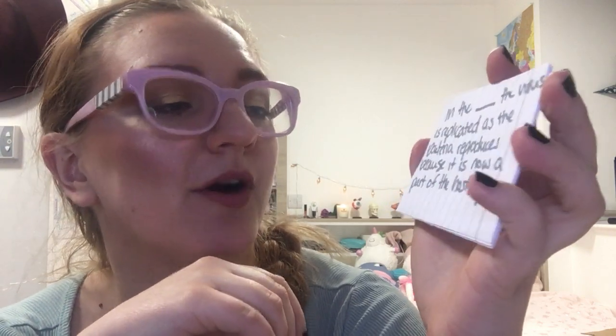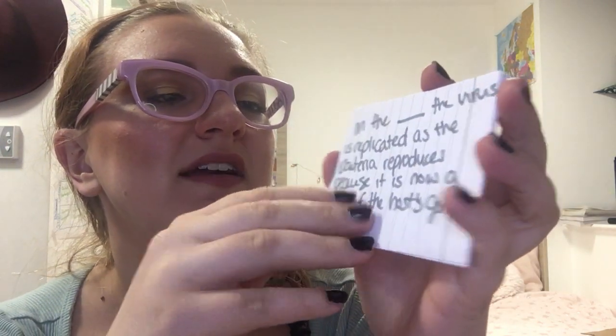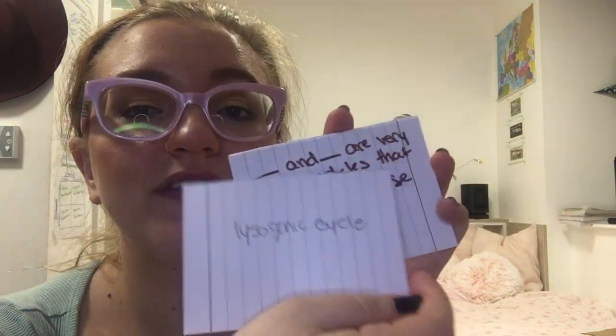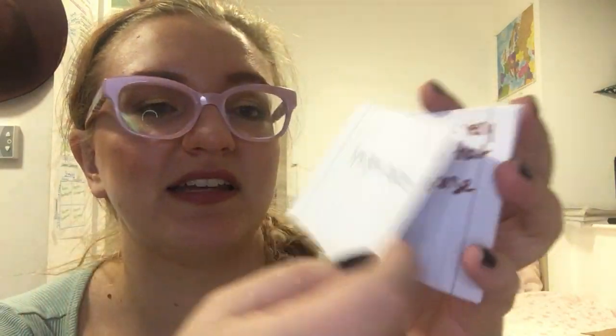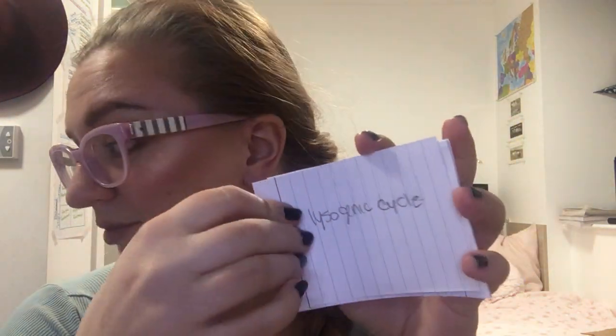In the blank, the virus is replicated as the bacteria reproduces because it is now a part of the host's genome. So that's one of the advantages of the lysogenic cycle, is it doesn't destroy the host cell, and it can kind of take advantage of its metabolic processes.